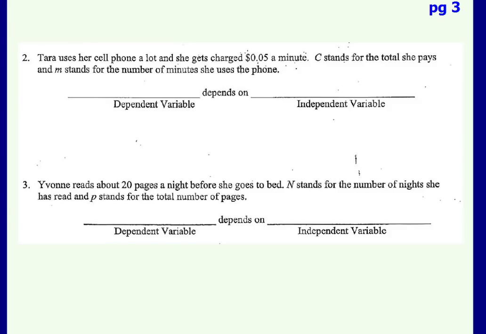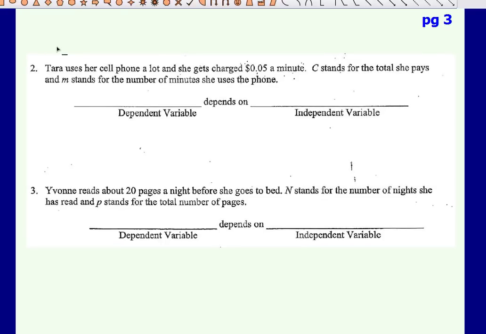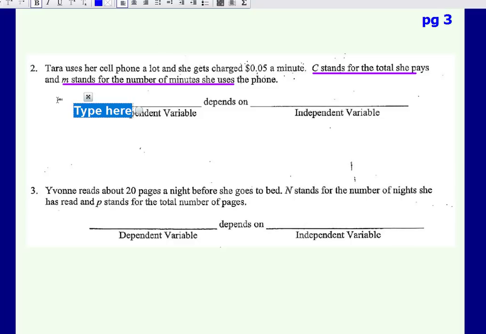Okay, example 2, number 2. Tara uses her cell phone a lot and she gets charged 5 cents a minute. C stands for the total that she pays, and M stands for the number of minutes she uses. Alright, so here we go. Which one can freely change? Hopefully you said M, the number of minutes used. You're not going to know the total amount she has to pay unless you know the number of minutes she uses. So the dependent variable C, which is total pay, is going to depend on M, the minutes used.